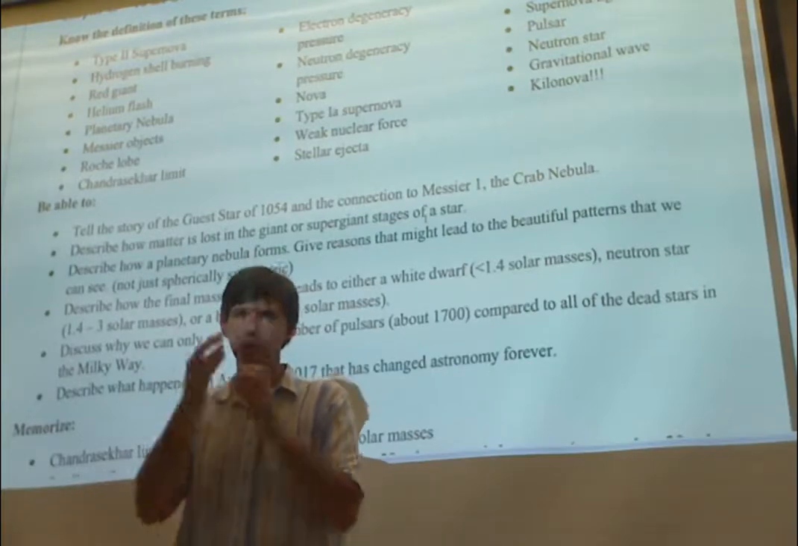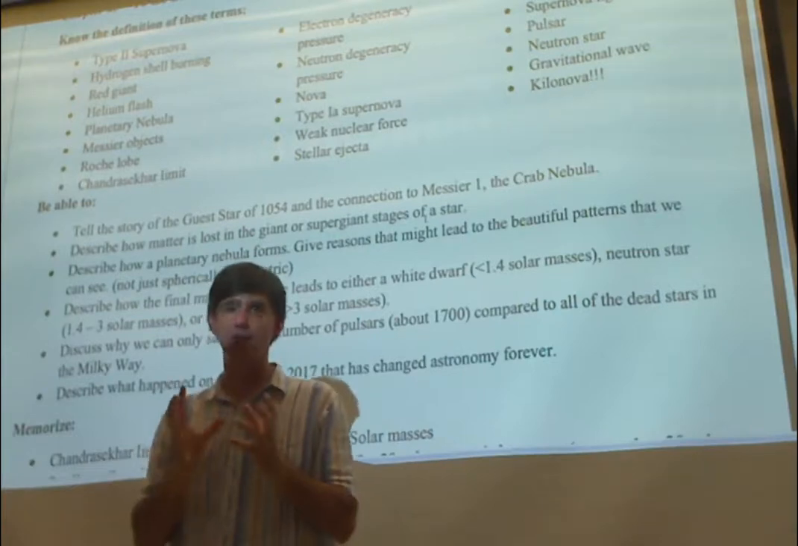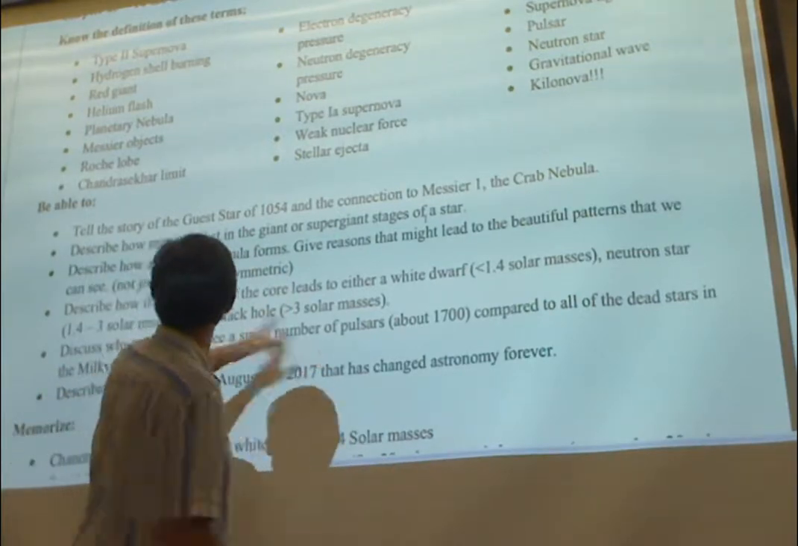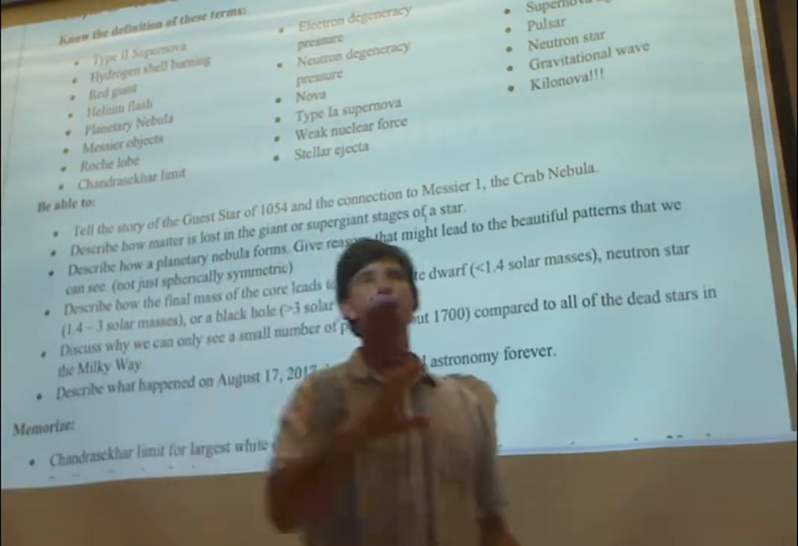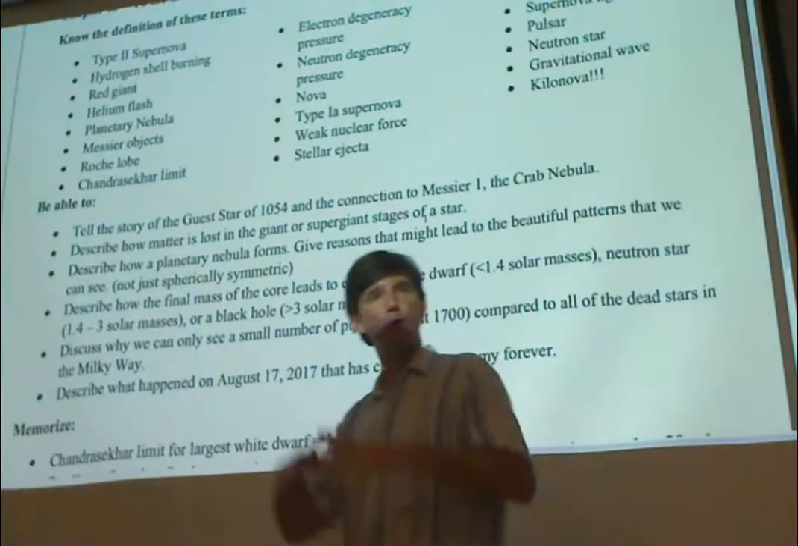Are you getting some idea? This stuff is crazy. It's insane. All right, so what happens? If you're between 1.4 and 3, the neutrons are strong enough to hold back gravity.